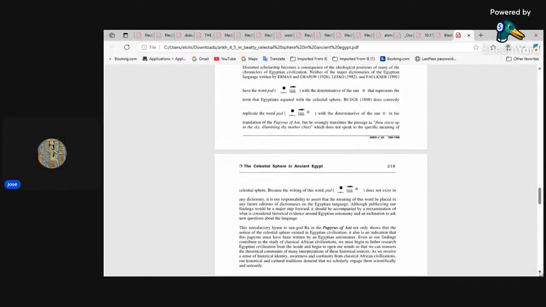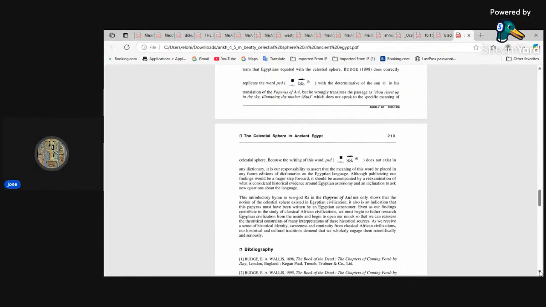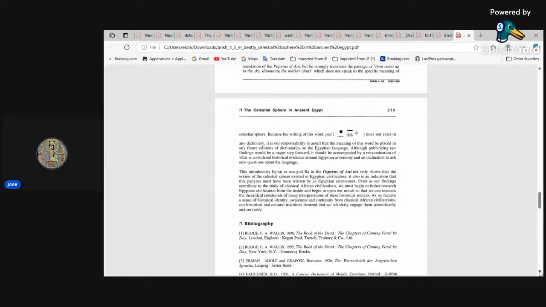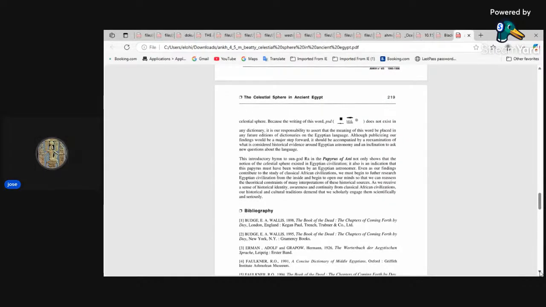Neither of the major dictionaries of the Egyptian language, written by Erman and Grapow 1926, Lesko 1982, and Faulkner 1991, have the word Pasej with the determinative of the sun that represents the term the Egyptians equated with the celestial sphere. Budge 1898 did correctly replicate the word Pasej, with the determinative of the sun, in his translation of the Papyrus of Ani, but he wrongly translated the passage as "Thou risest up in the sky, illuminating thy mother Nut," which does not speak of the specific meaning, the celestial sphere. Because the writing of this word Pasej does not exist in any dictionary, it is our responsibility to assert that the meaning of this word will be placed in any future editions of dictionaries on the Egyptian language.